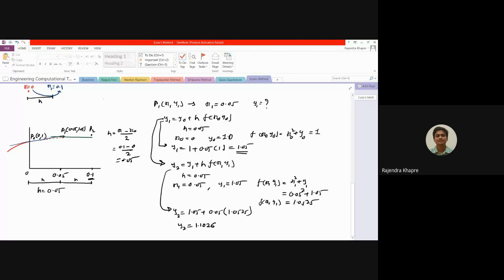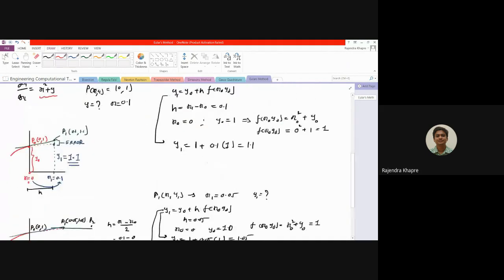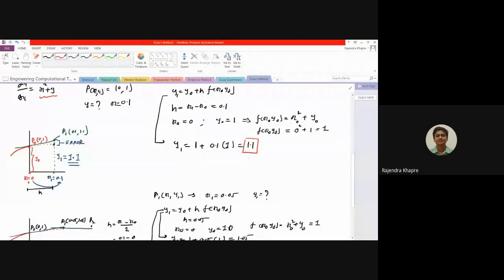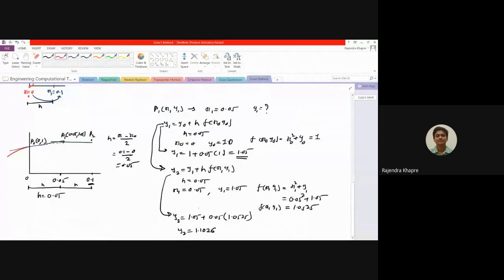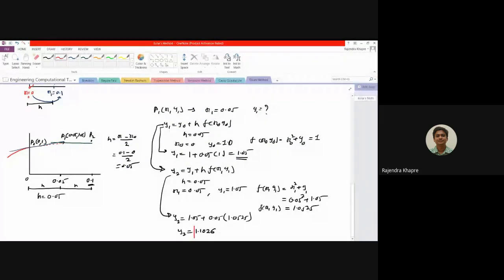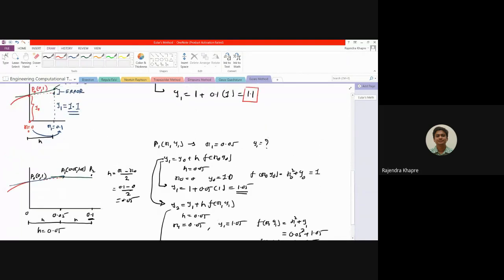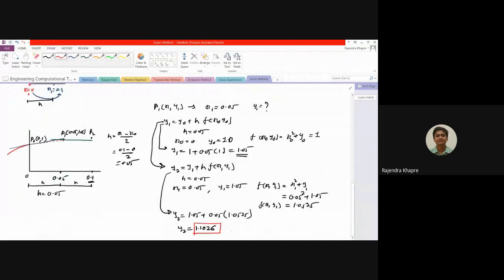So now you just go for a comparison. If you observe this, the value of y was initially calculated as 1.1, but if you take the intermediate interval, the value of y is becoming 1.1026. So by taking just one interval, you see there is a great difference in the values. As far as error is concerned, this will have the higher error. This will also have error, but the amount of error in this particular solution will be slightly lesser.